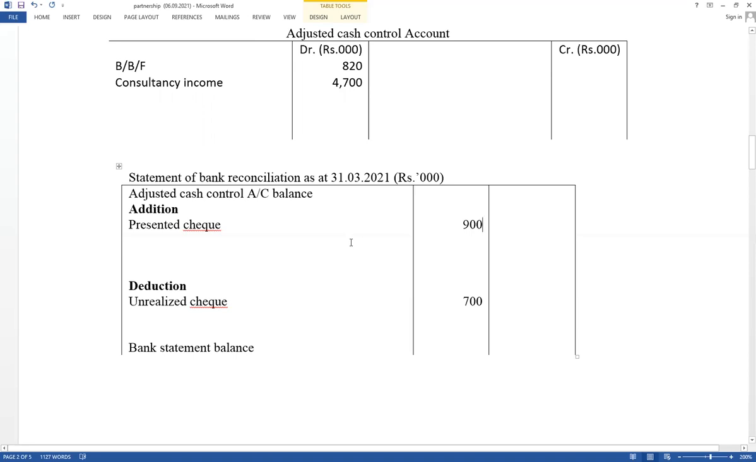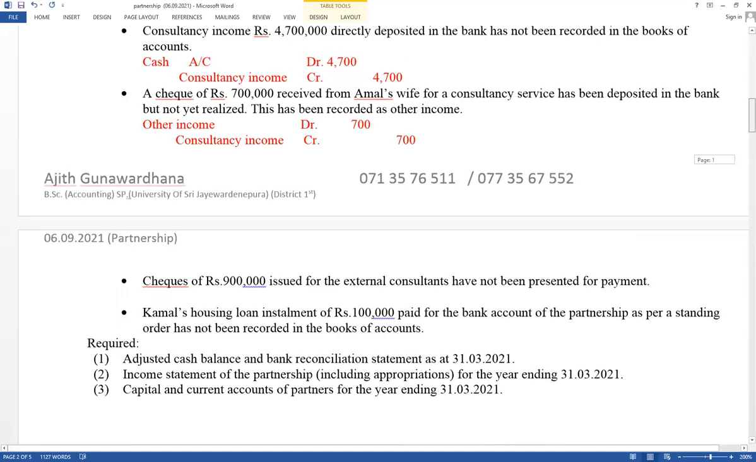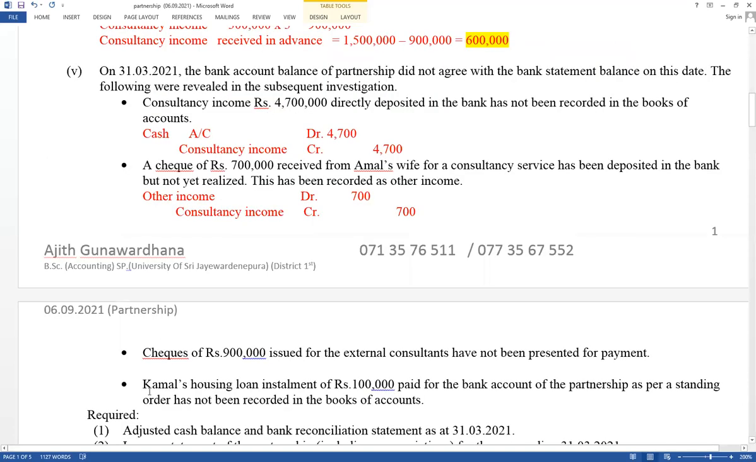Unpresented check should be recorded only in bank reconciliation. Only bank reconciliation. Right, next one. Additional 5 we have been discussing. Think 5 last part. You have to apply entity concept also.